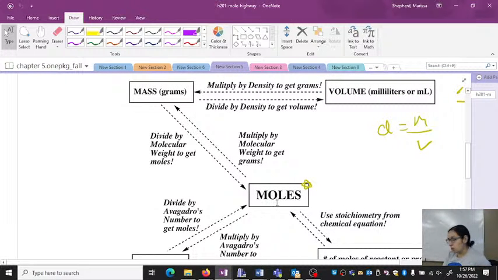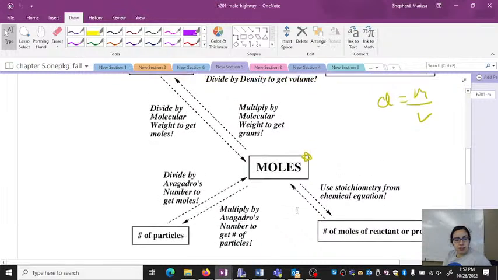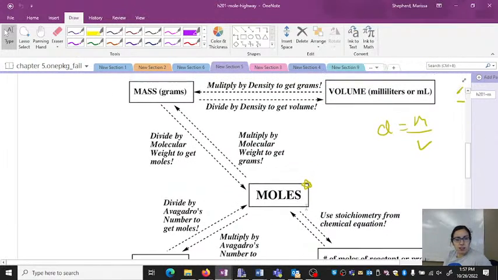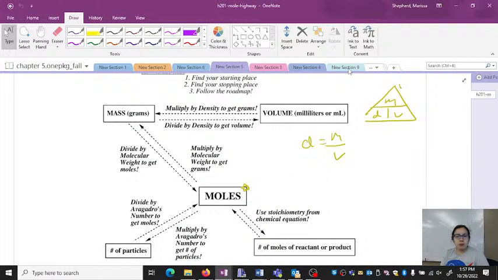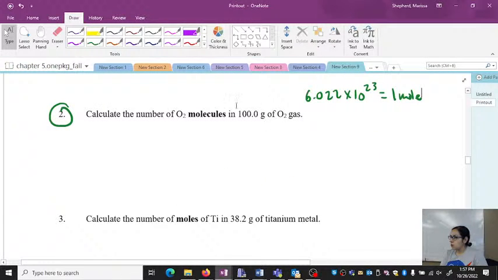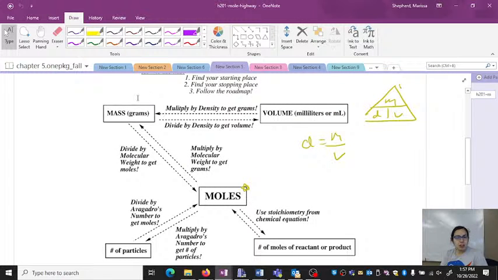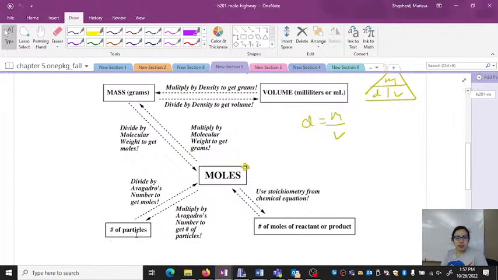So if you're not sure what to do, then you can always look at this mole highway to help you. And so we go back to our problem. We have grams. We're trying to get to molecules. So grams, want to get to here. So it looks like we need to go grams to moles to particles. So then we can think about setting that up.